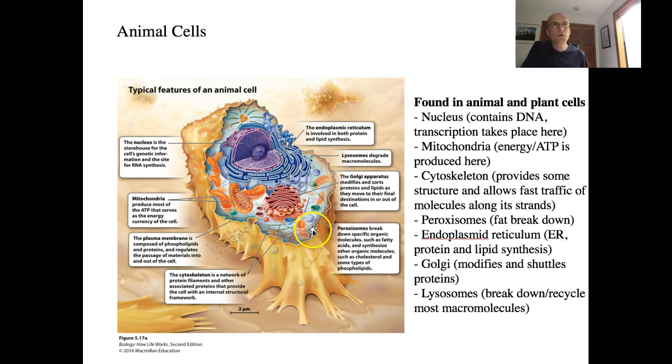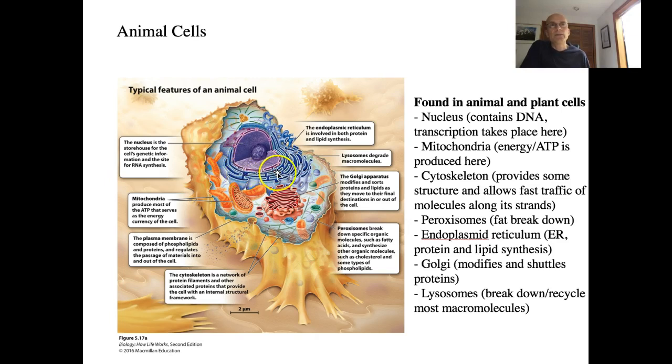Then we have peroxisomes. Peroxisomes are small organelles that break down fats. Then we have the endoplasmic reticulum. And the endoplasmic reticulum is a membrane system. It's quite a large system, really, but it's made up of these very thin membranes, and so it's pretty much not visible in the light microscope, despite its size.